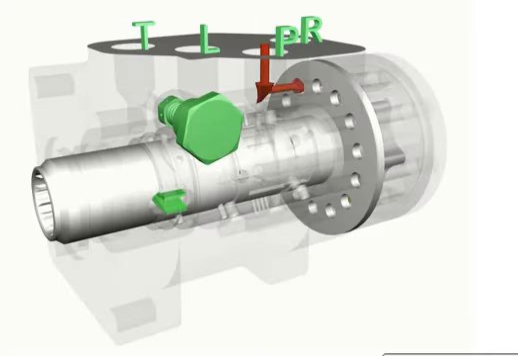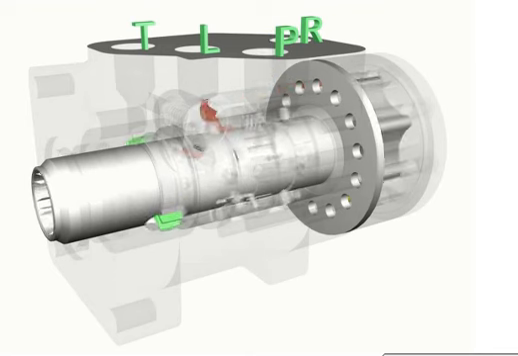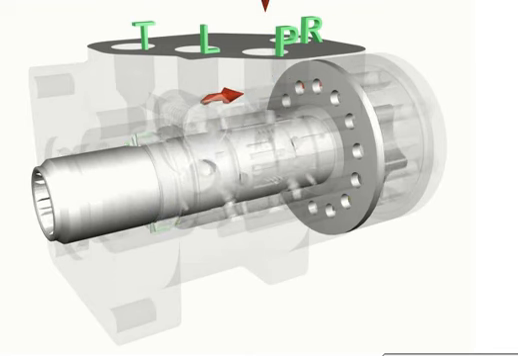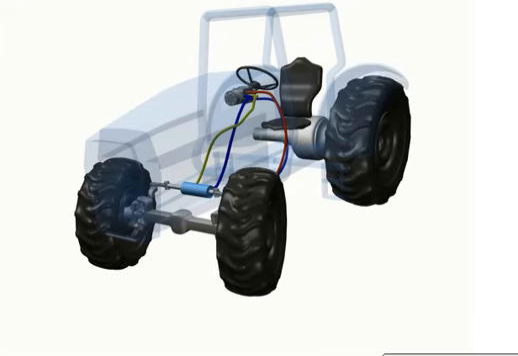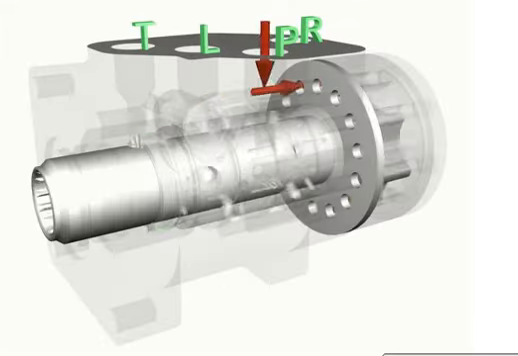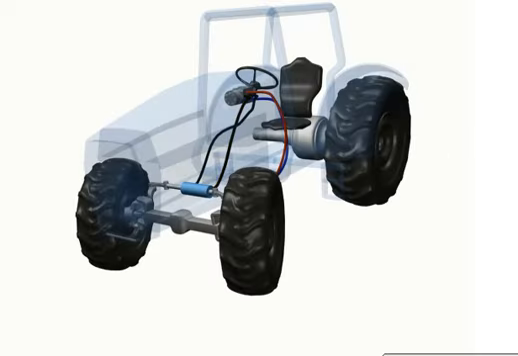Rotation of the steering wheel clockwise reverses the flow path through the unit and turns the wheels in the opposite direction.